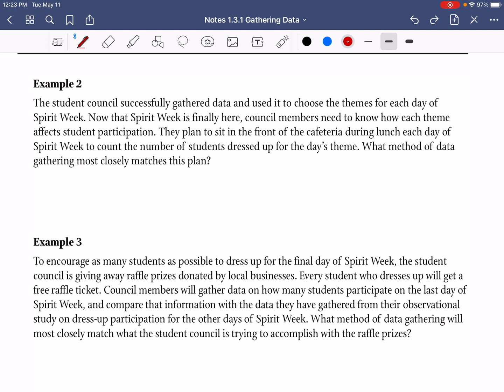Okay, so in your head, you think of your 3: observational study, experiment, survey. So a survey, they would have to ask them. It doesn't mention anything about asking, so it can't be a survey. Observational study, they just watch and record data. Experiment, you have to subject them to something. So it says right here, they're just going to sit in front of the cafeteria and count the number of participants. So they're not having any sort of interaction with them. So that means that this is just an observational study. Sit and count without interaction.